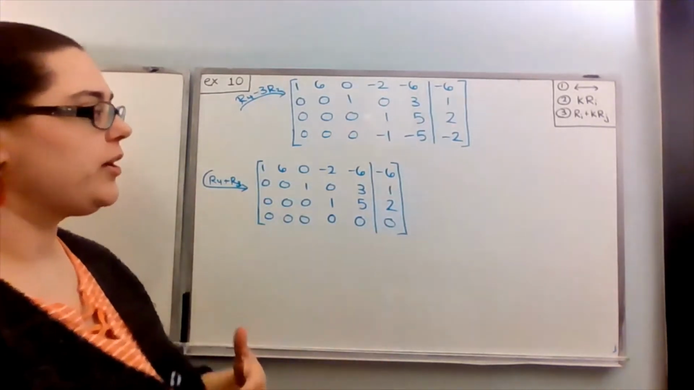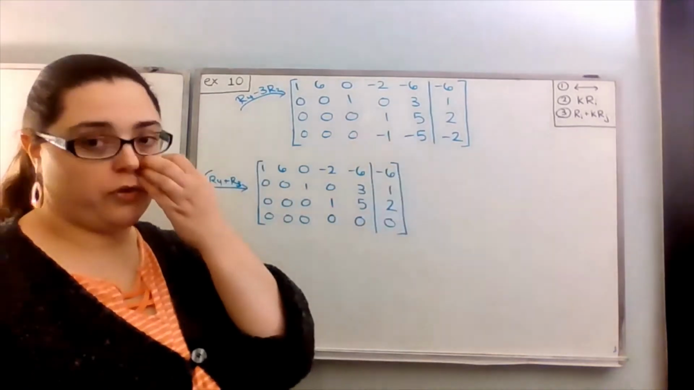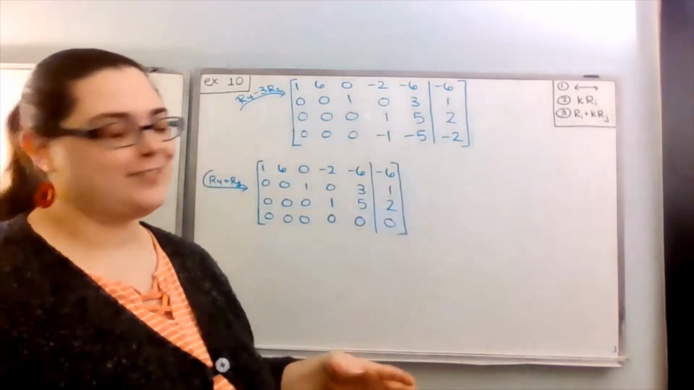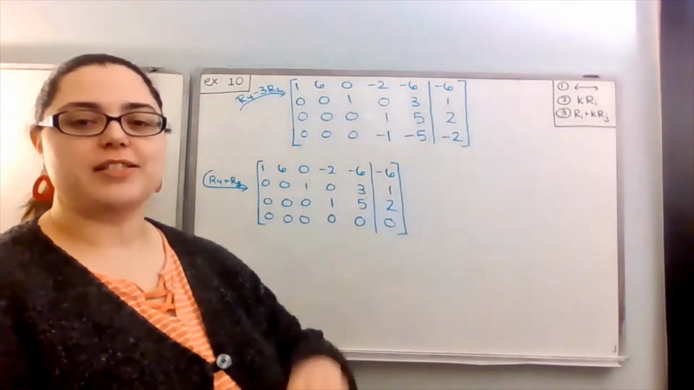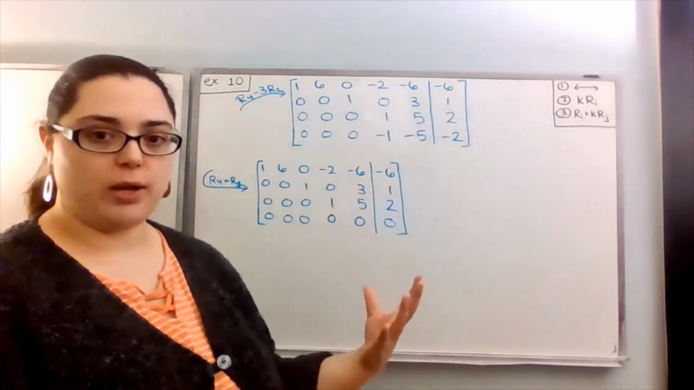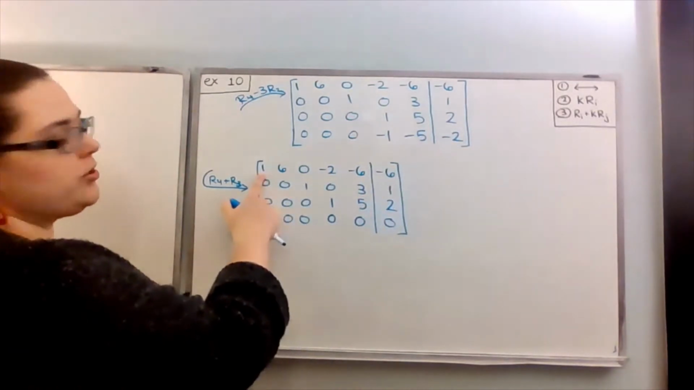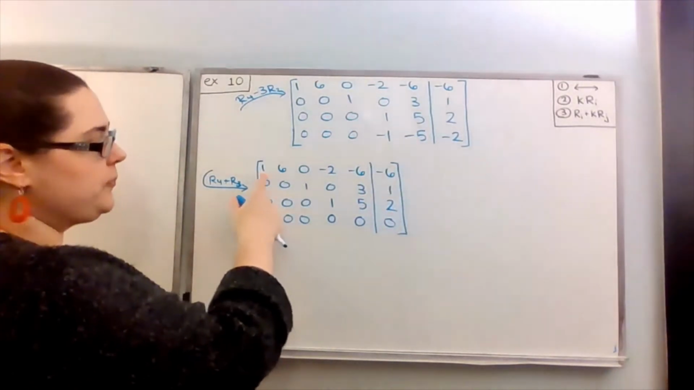For this problem, I wanted us to go to reduced row echelon form, which we are not in yet. So recall, in order to be in reduced row echelon form, we need zeros above the leading ones as well. So this leading one, there's no row above, so we're safe here.